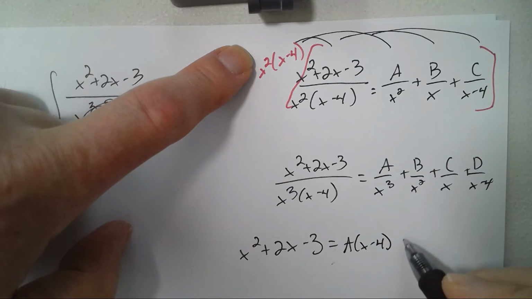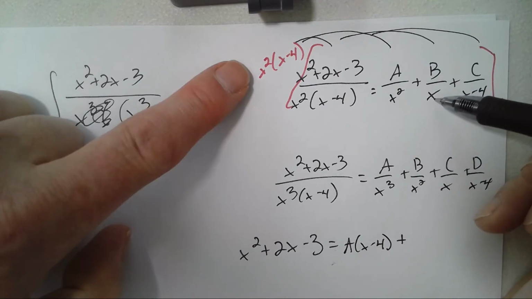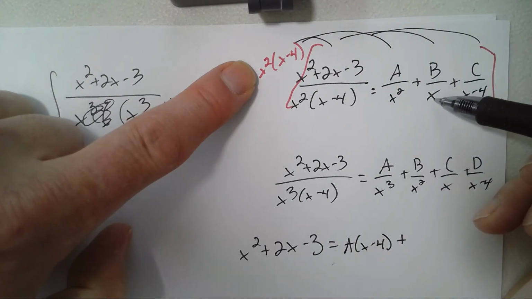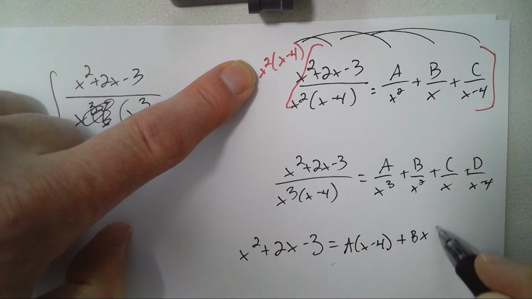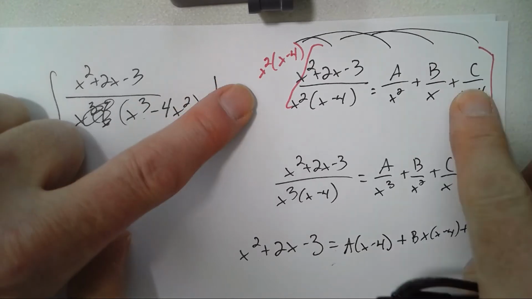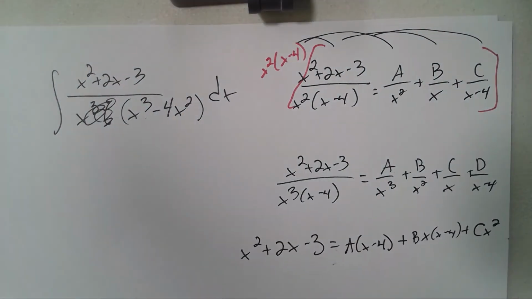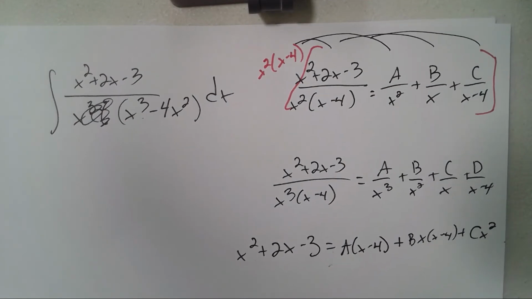plus, and then if you distribute this to this x, one of those x's is going to cross off. So it'll be Bx times x minus 4 plus, and then the x minus 4's are going to cross off with the C one, so it'll be Cx squared. So just cleaning it up, Ax minus 4A plus Bx squared minus 4Bx plus Cx squared.